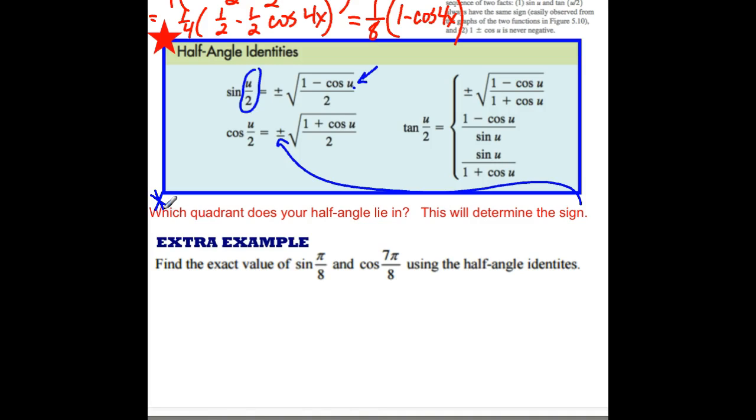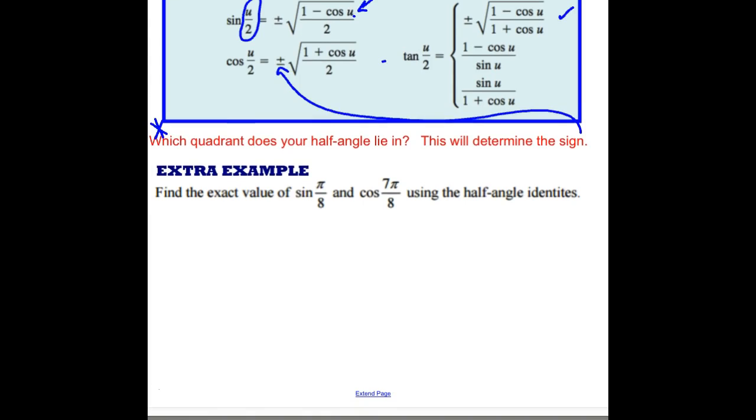Now, once again, with the tangent, if you know the sine of your half angle and you know the cosine of your half angle, you can simply divide the two answers to get the tangent of the half angle. That's another option. You're basically going to get what you have here if you divide these two.